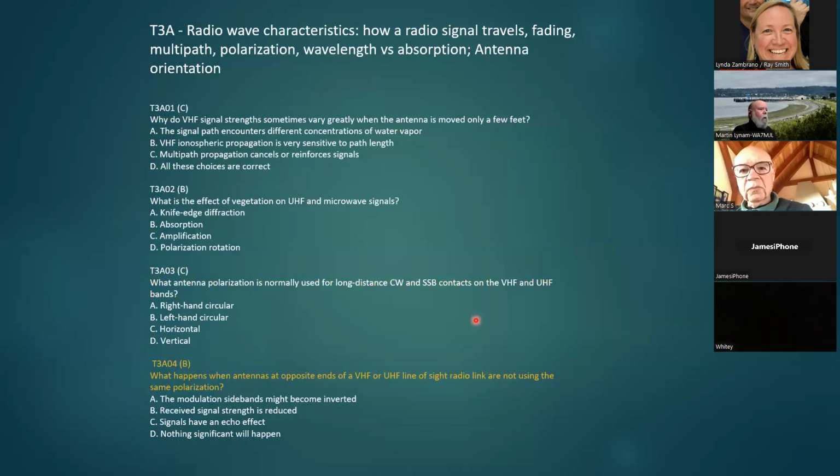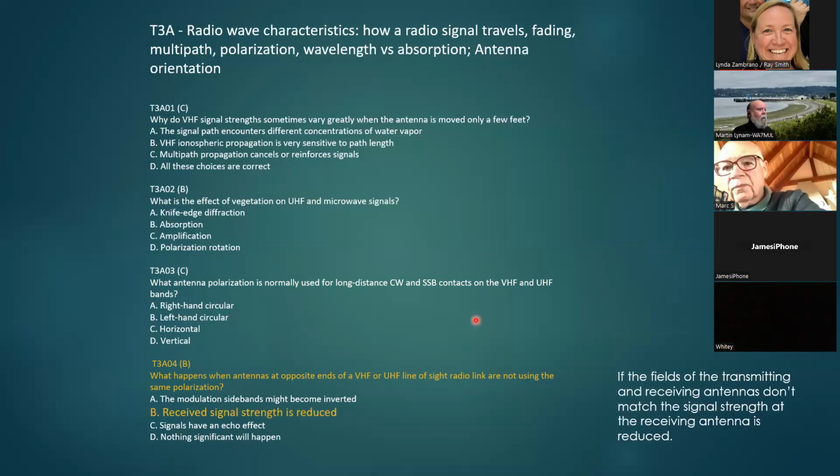A04. What happens when antennas at opposite ends of a VHF or UHF line of sight radio link are not using the same polarization? The received signal strength is reduced. Remember, you want to have the antennas that you're using for your communications, on the transmitting side and the receiving side, using the same orientation and the same polarization.